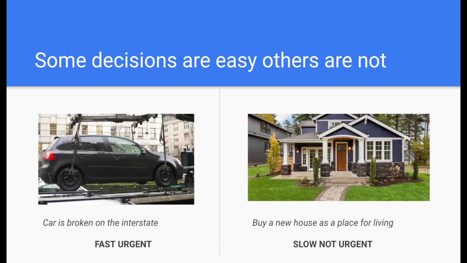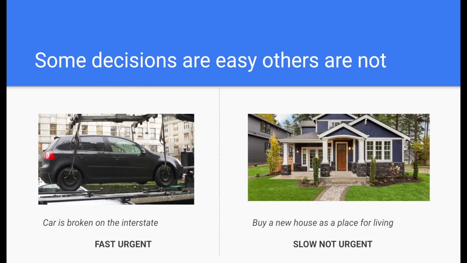So it's a fast and urgent problem, and you are going to make a decision maybe in 1 or 2 clicks from Google. That's all. You're not going to research the problem, you're just going to Google the problem, find the phone number, call it, and that's done.